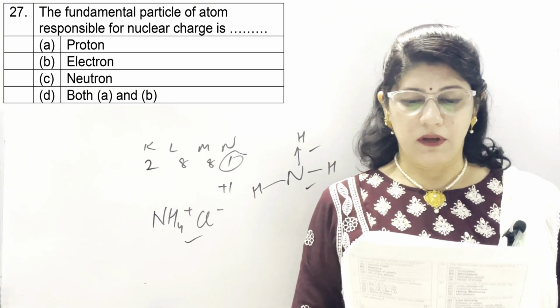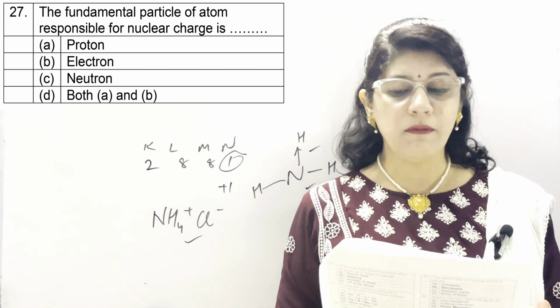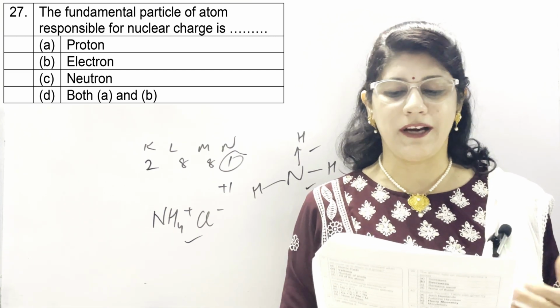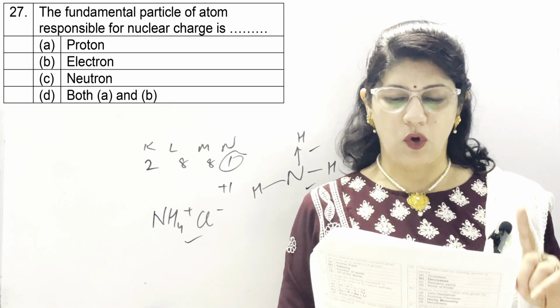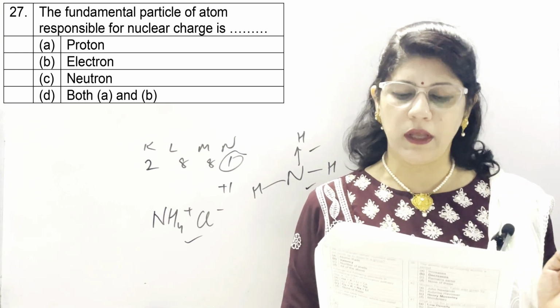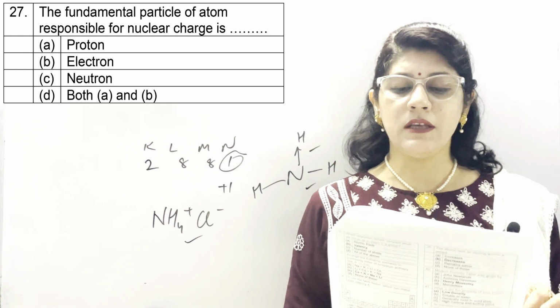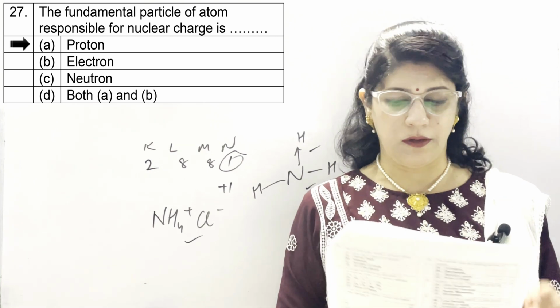Question number 27. The fundamental particle of atom responsible for nuclear charge is, options are proton, electron, neutron, both A and B. So the correct answer is option number A, which is proton.